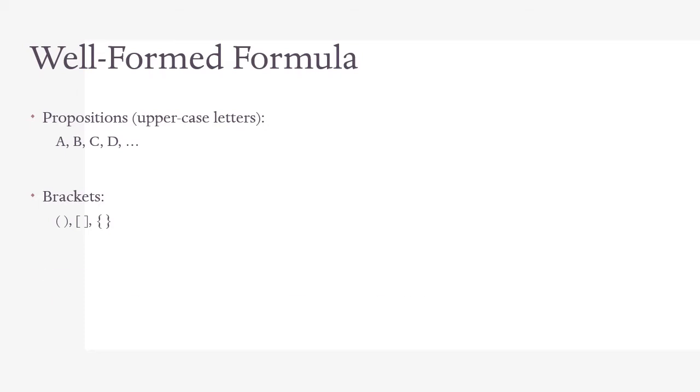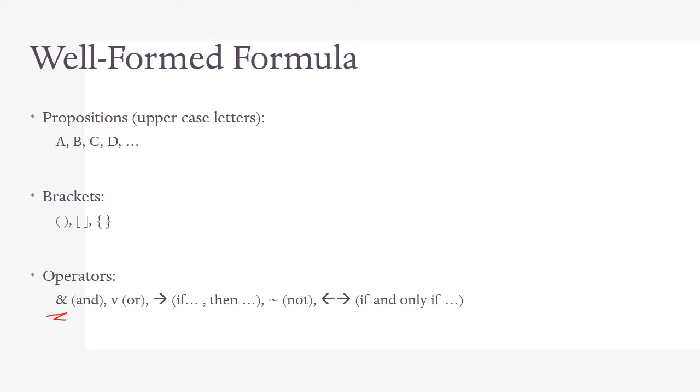And then the third are our operators. There are five different operators. There's the ampersand, which represents and. There is the wedge, which represents or. There is the arrow, which represents if, then. Then there is the tilde, which represents not or no. And finally there is the double arrow, which represents if and only if.